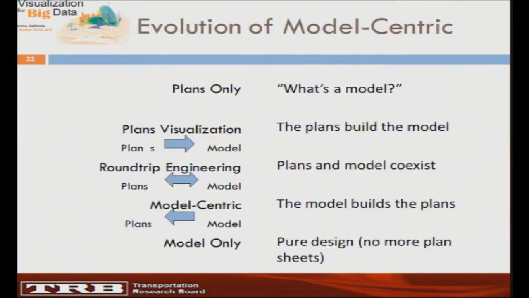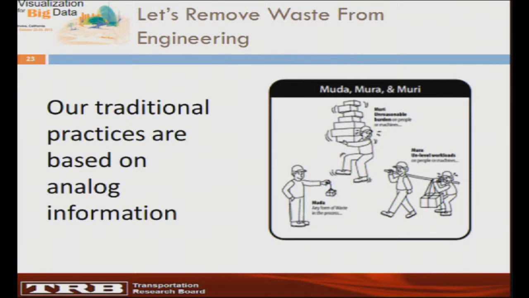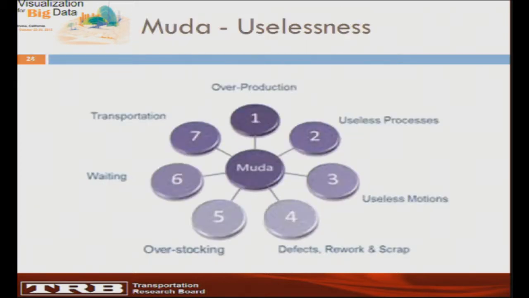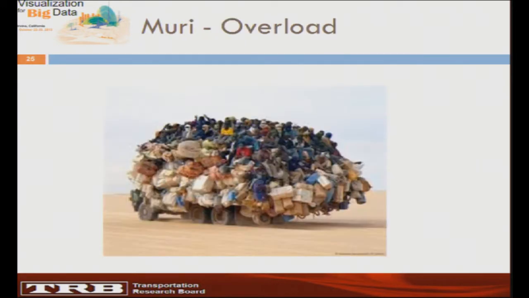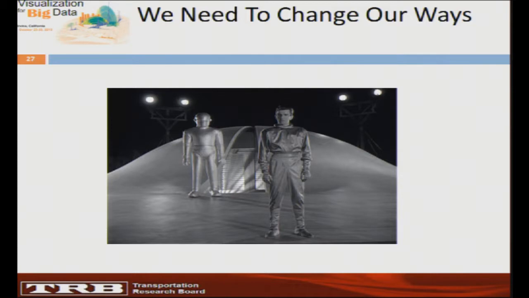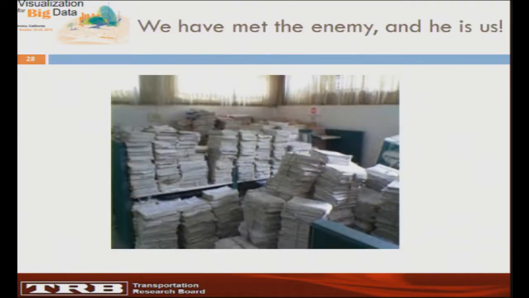So that's the evolution. I think right now we're kind of in the round trip engineering a model. We got to remove the waste from engineering. I won't get into this, this is the lean theory. Won't get into too much of that, but the pictures speak for themselves. But we got to change things. We have to change our ways.